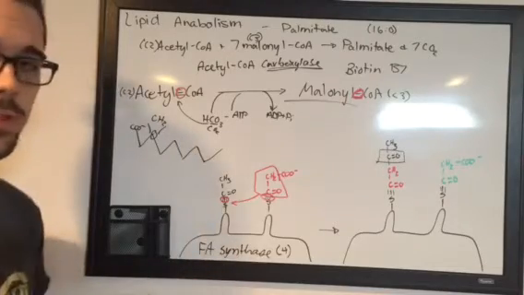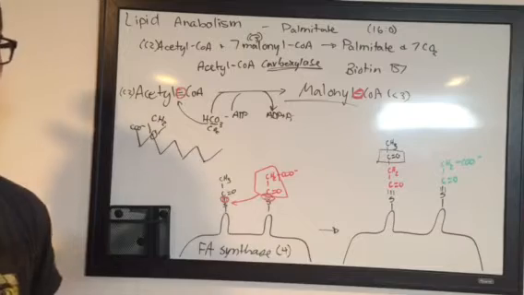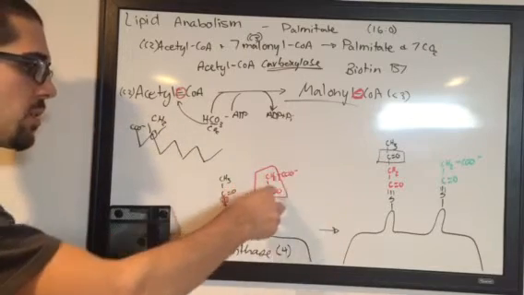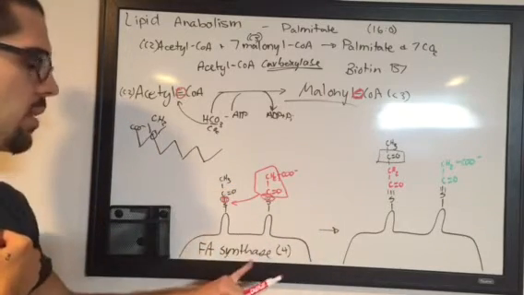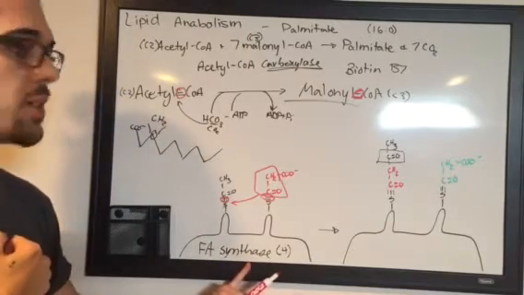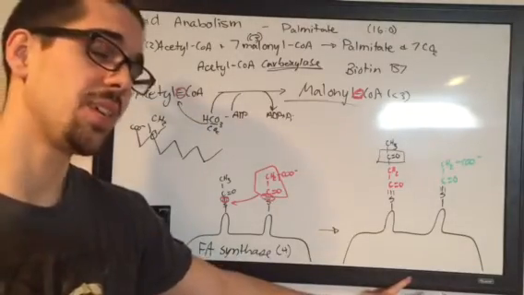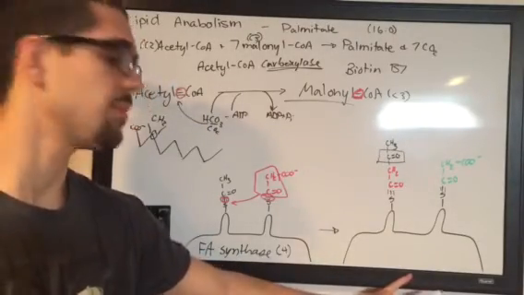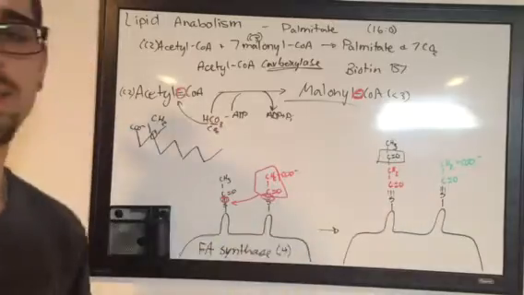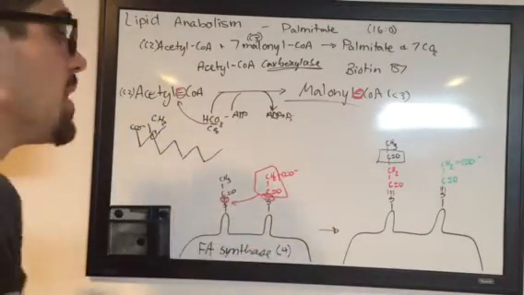So the very first step is acetyl-CoA transport. This is exactly beta oxidation in reverse. Acetyl-CoA transport is the first step of fatty acid synthesis. It was the last step of beta oxidation. The next step is a dehydrogenation in beta oxidation. In this case, it's going to be again a dehydrogenation.